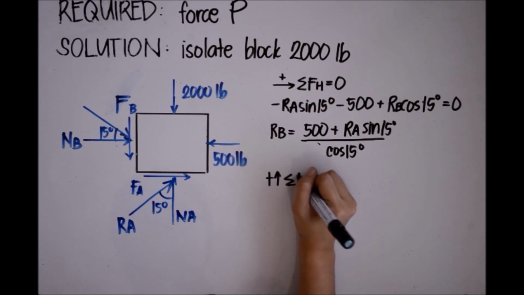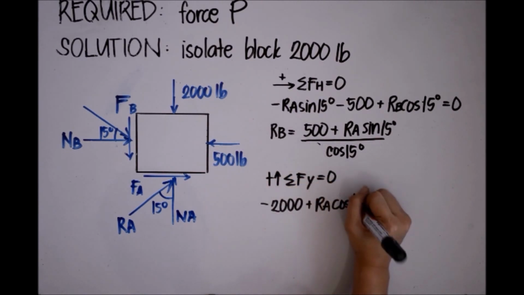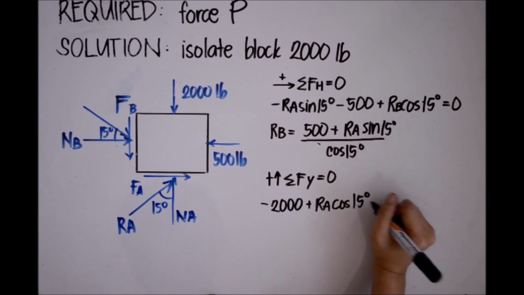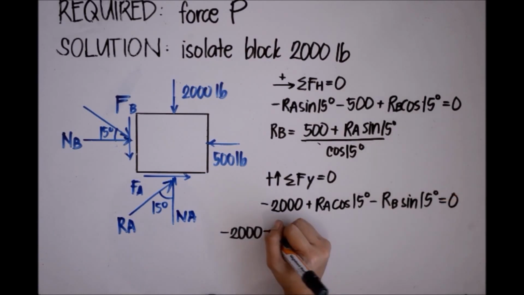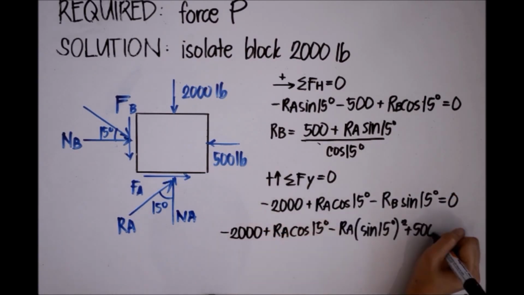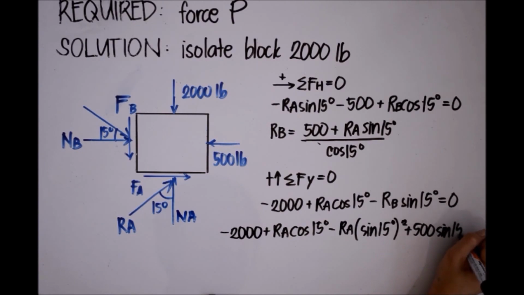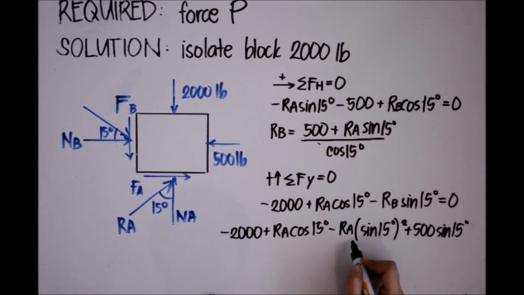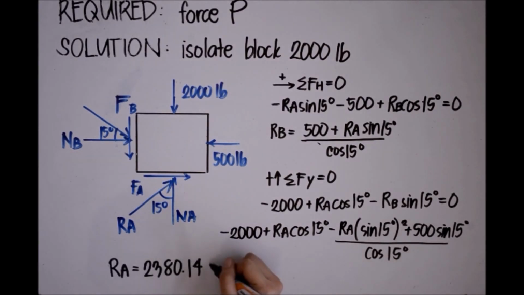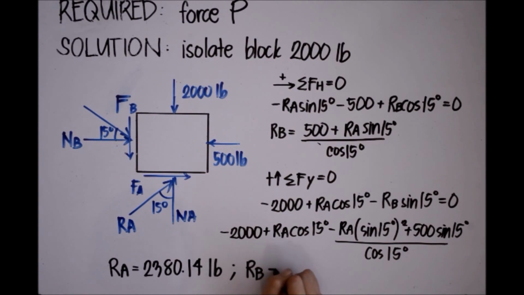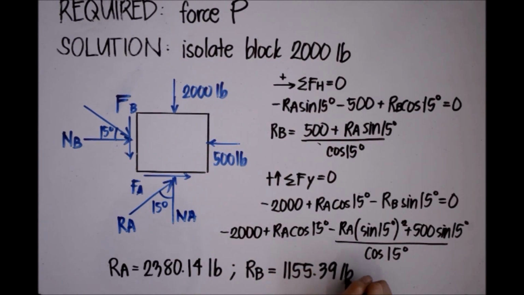Summation forces vertical, positive upward is equal to 0. Negative 2000 plus reaction at A cosine 15 degrees minus reaction at B sine 15 degrees is equal to 0. Negative 2000 plus reaction at A cosine 15 degrees minus reaction at A sine squared 15 degrees plus 500 sine 15 degrees over cosine 15 degrees is equal to 0. Reaction at A is equal to 2,380.14 pounds, while reaction at B is equal to 1,155.39 pounds.